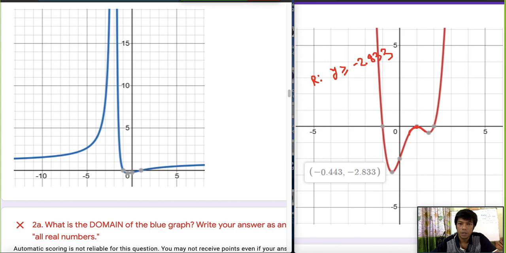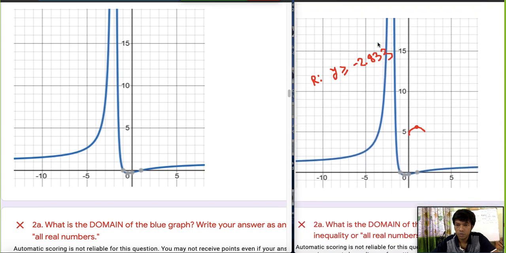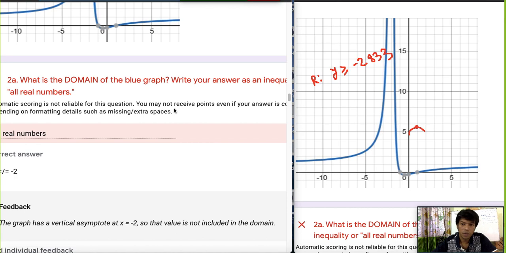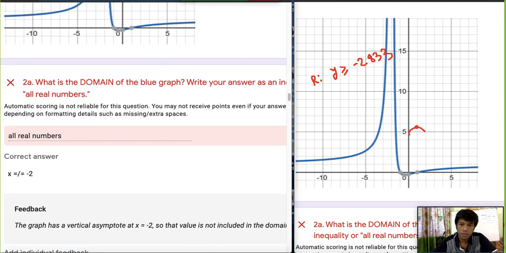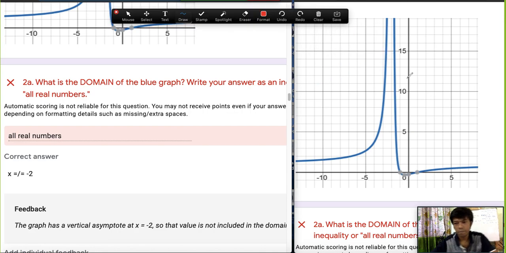Now we have another graph here. Let me move it up so that we can keep this graph here. Let's look at the question. What is the domain of this graph? Now here we have something interesting, a little bit detailed. What is the domain here? Look at this. What do you understand?